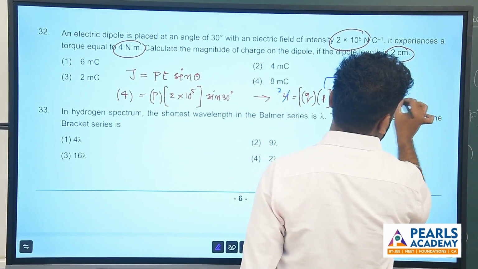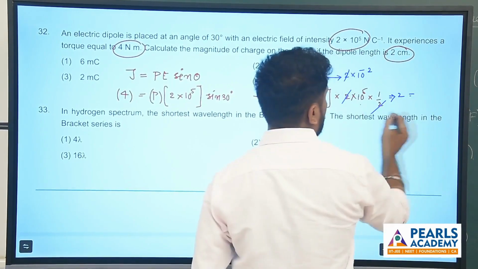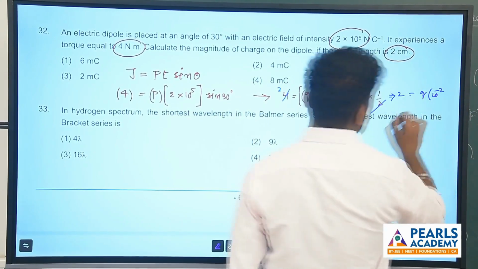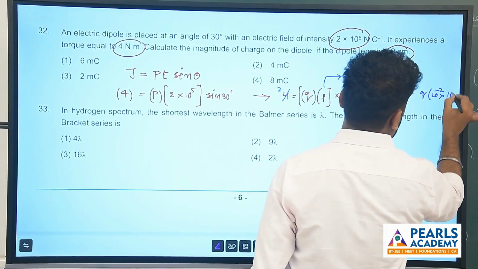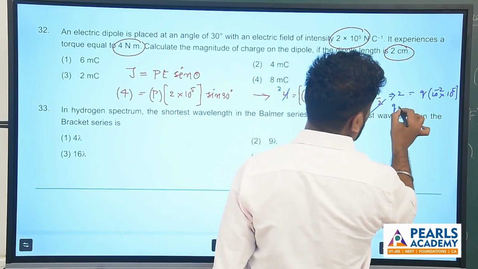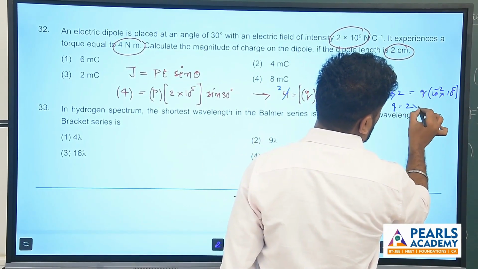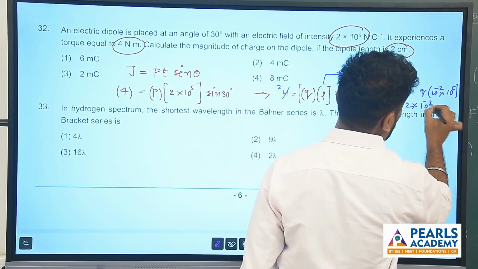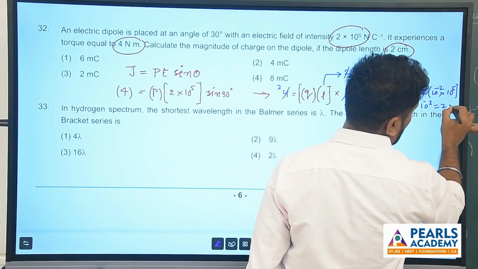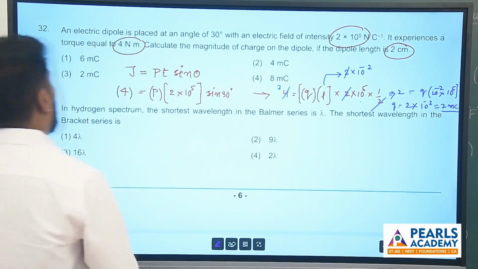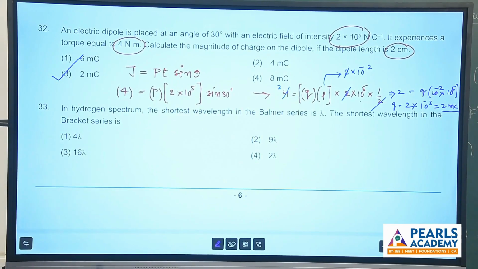So 2 is equal to q into 10 power minus 2 into 10 power 5. So q will come out to be 2 into 10 power plus 3. If it goes to this side, it will be 10 power minus 3, which is 2 millicoulombs. The right answer is 2 millicoulombs.